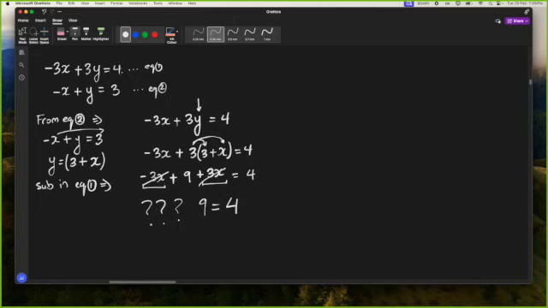Well, let me take a look at the two equations. Remember, these equations are lines, right? They are both lines. So let me take a look at equation 2.